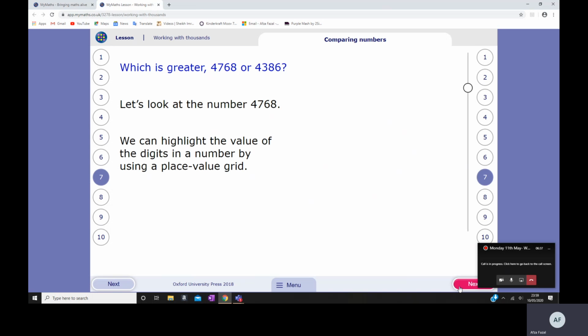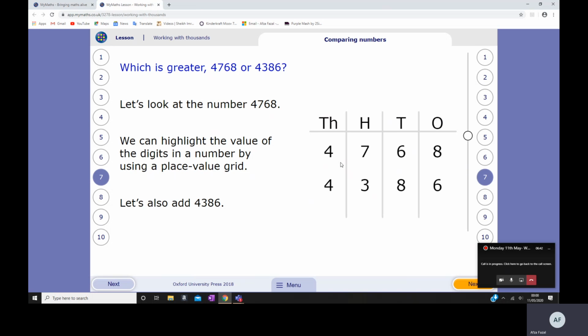We can highlight the value of the digit in a number by using a place value grid. So there, both numbers are placed in a place value grid. You see the 4s are the same in the thousands. In the hundreds, the first number has 7 hundreds and the second one has 3. So we know 4,768 is greater because it has more hundreds. It has 4 more to be precise, and that's how we know that's a greater number.